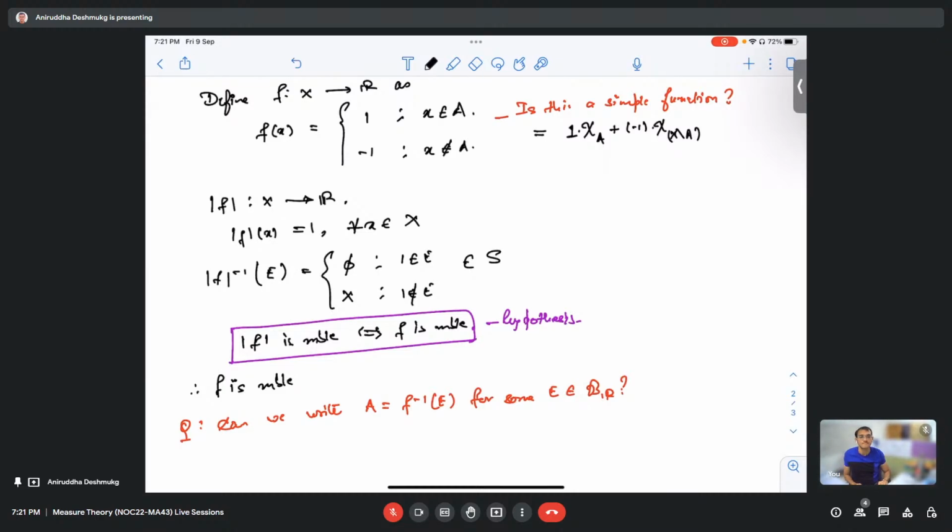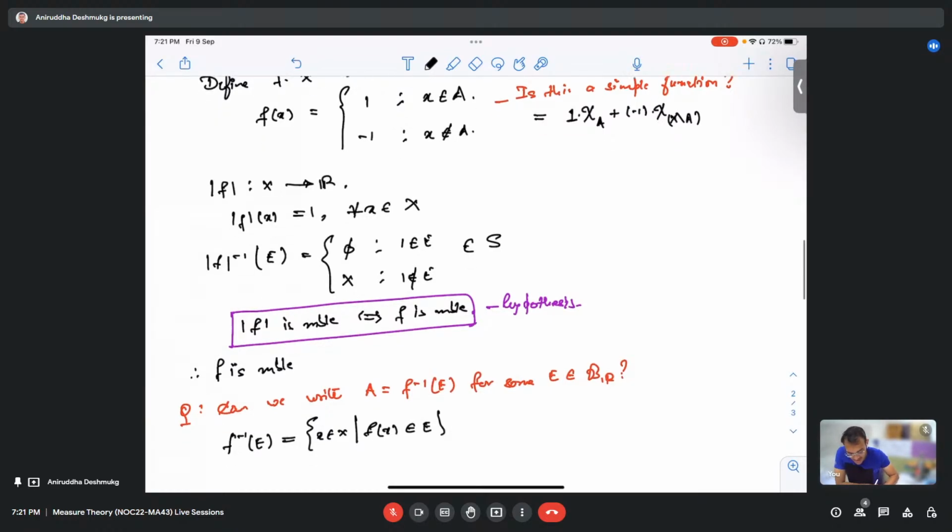See, what do you understand by this symbol, f inverse E? The pre-image of E. But how do you define it? This is a set, right? So you have to collect all points x such that f(x) belongs to E. So that f(x) belongs to E, right?